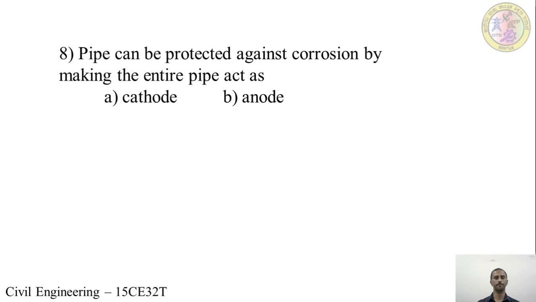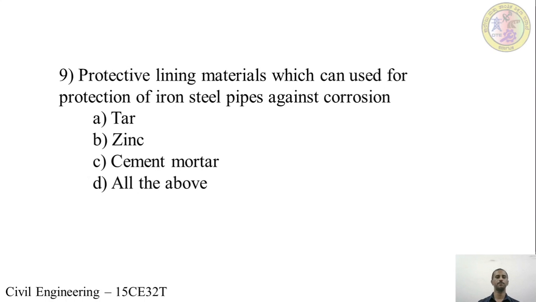Question number 8. Pipe can be protected against corrosion by making the entire pipe act as A. Cathode, B. Anode. The answer is A, cathode. The pipe can be protected by making it act as cathode against corrosion.